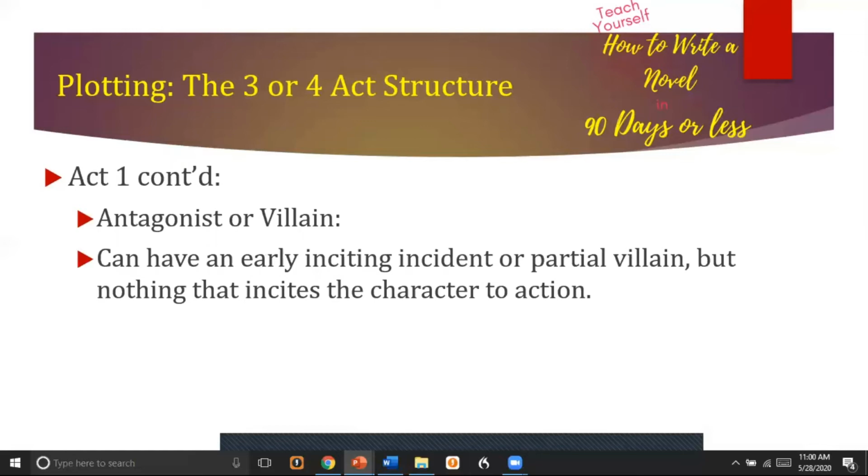However, you can have an early inciting incident or partial villain. Now, what this means is that even though they're not going to come face to face with the actual villain, maybe they come face to face with a minion of the villain, sort of a lesser bad guy, or maybe just with the consequences of something the bad guy does. So maybe they come upon a farm that's burned, or maybe someone who has died, and they did not see the villain that did that, but they're seeing the results of the villain's actions secondhand. Either way, this is not going to be something that incites them to action.